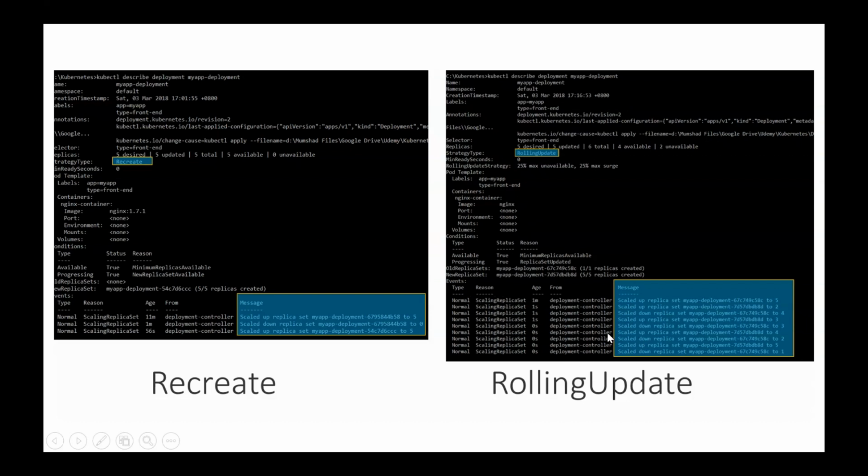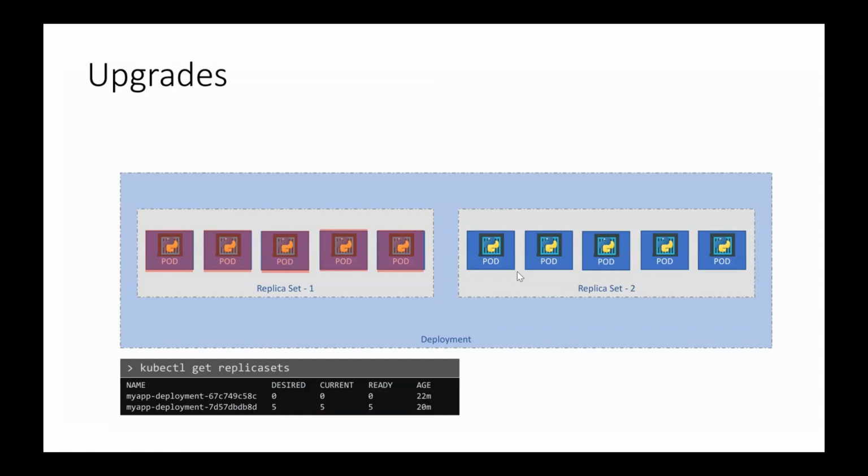Okay, and the rest of the pods will always be available to support your application, and this will not make your application go down. Okay, this is how an upgrade happens. Whenever you update your deployment, another replica set will be created, and in the first replica set one pod will go down, and in the second one another pod will go up.